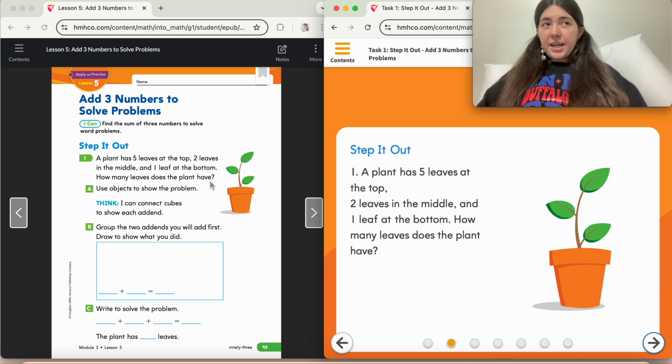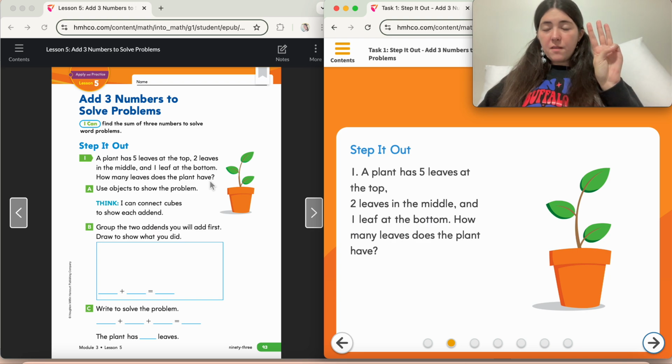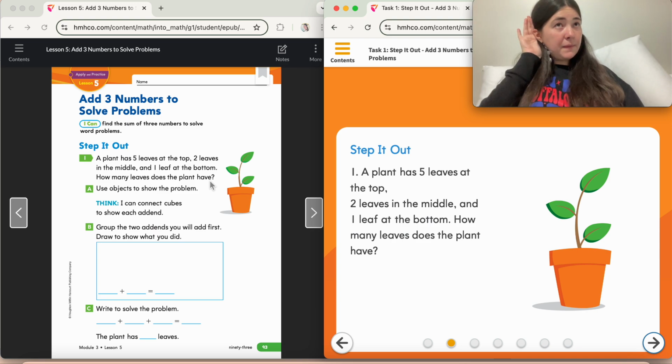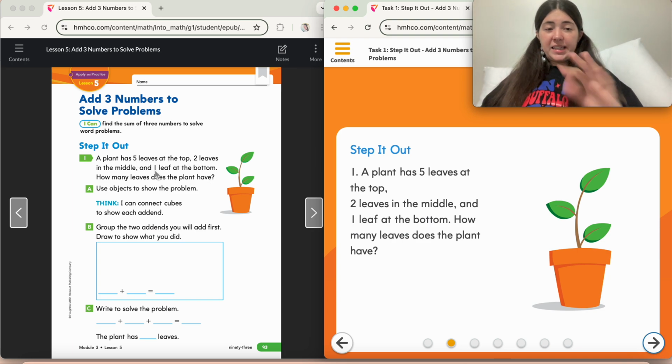So can you go ahead in your microphone, tell me what are our addends? What are the pieces that we are adding together? What are the 3 numbers that we're adding together, our addends to find the sum? Go ahead and tell me. Yeah, 5, 2, and 1 are the numbers that we are adding together.